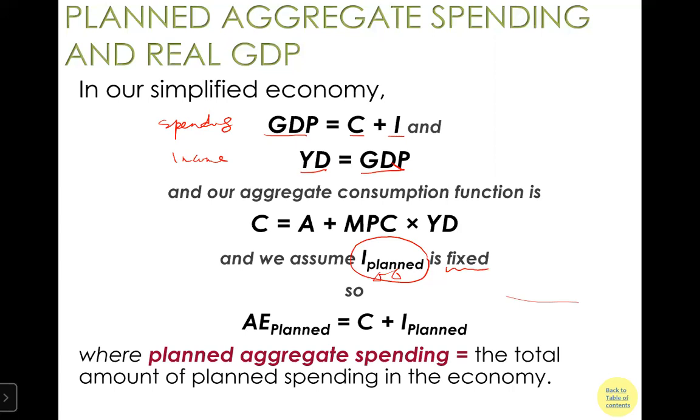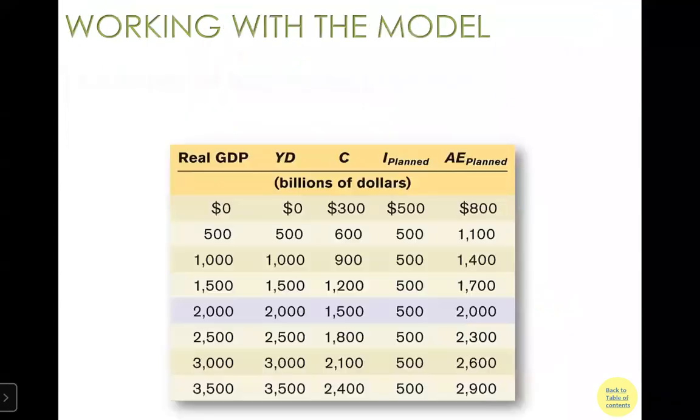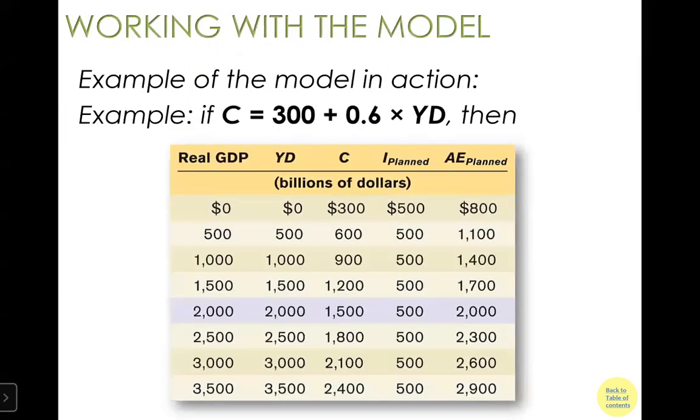And so given this, now we have aggregate expenditure. By the way, this is planned aggregate expenditure equal to C plus I, but this is planned. This planned aggregate expenditure is the total amount of spending that was planned by the economy, including the households and including business. So this is the plan.